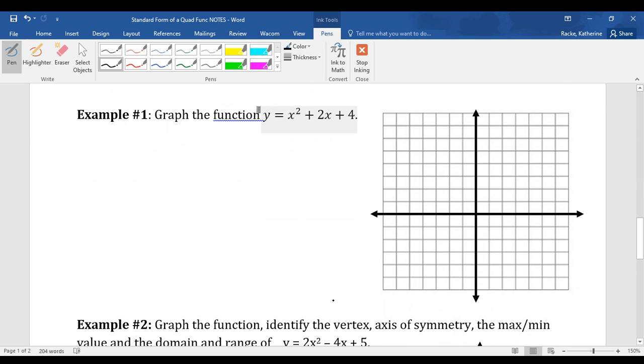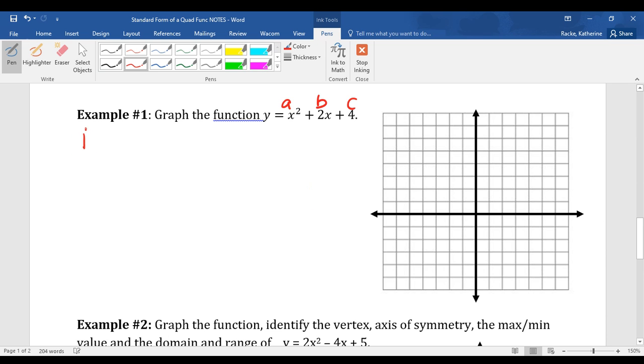Okay, so now we're going to try that. Example 1, we're going to graph the function y equals x squared plus 2x plus 4. Standard form, letting us know that our a value is 1, 2 is our b value, and 4 is our c value, okay?